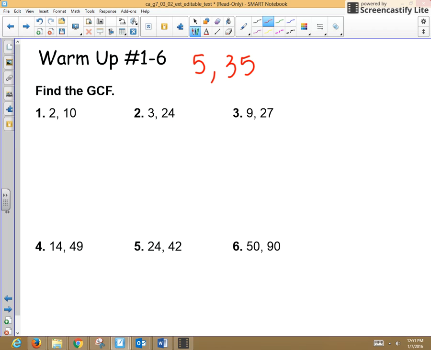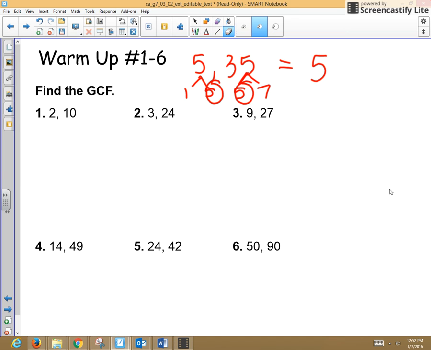The factors of 5 are 1 and 5. The factors of 35 are 5 and 7. You look for the factor that they have in common. In this case, it would be 5 here and 5 here. So the GCF of 5 and 35 is 5. You can also list it instead of showing a tree diagram with the prime factorization.